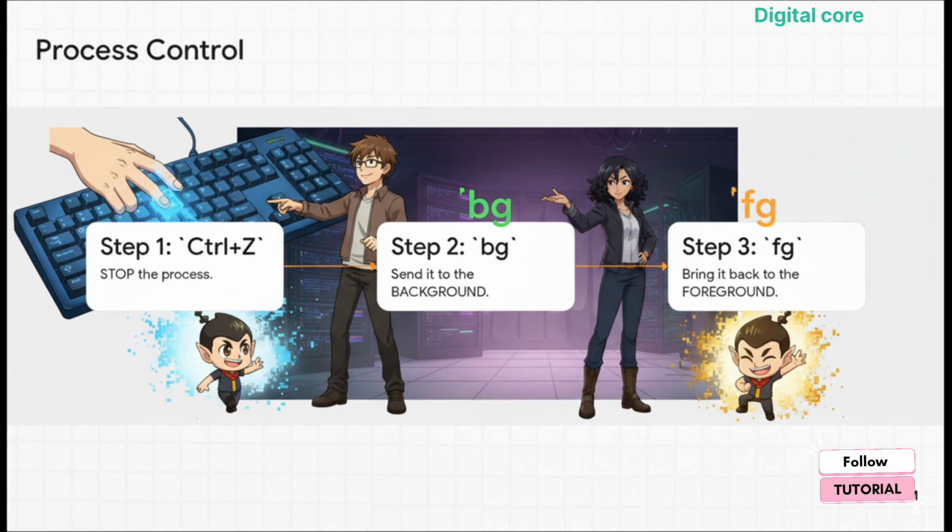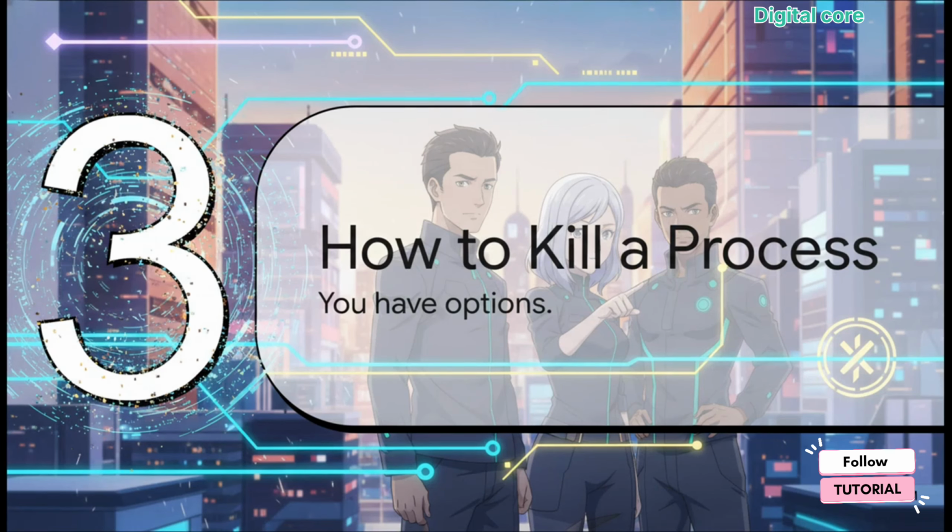So once your process is stopped with Ctrl-Z, you've got a couple of choices. You can type bg, and that wakes it up and sends it to the background. It keeps running, but now your terminal is free. Then, if you need it back in front of you, just type fg to bring it right back to the foreground. Okay, but sometimes pausing isn't going to cut it. You've got a process that's gone totally rogue, and it just needs to stop, for good. Now it's time to learn how to terminate a process with the all-powerful kill command.